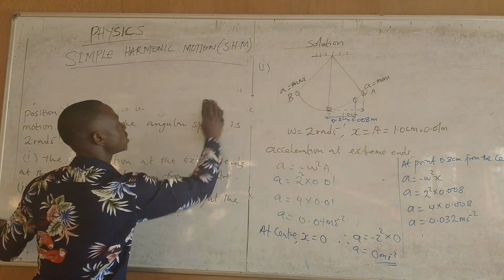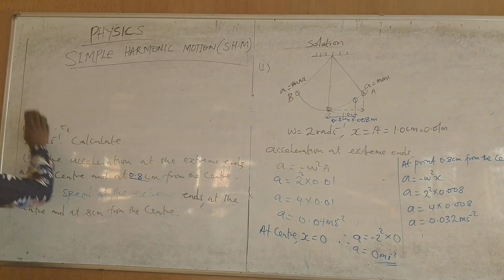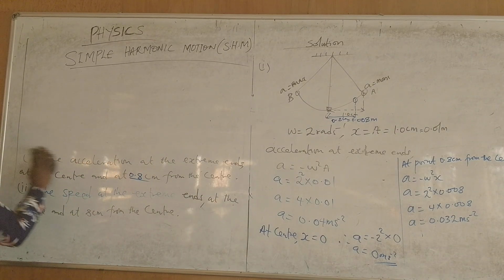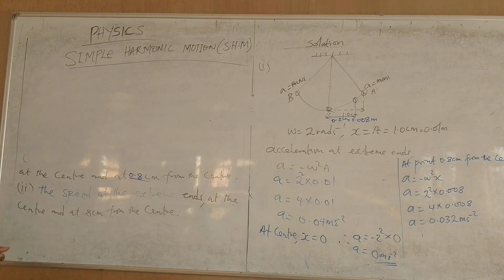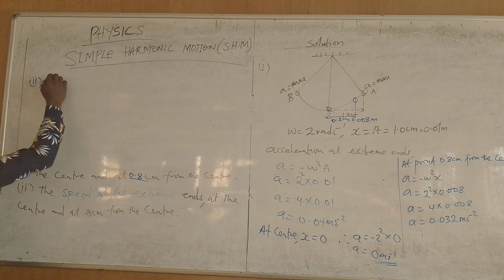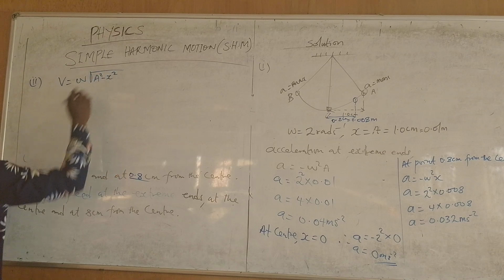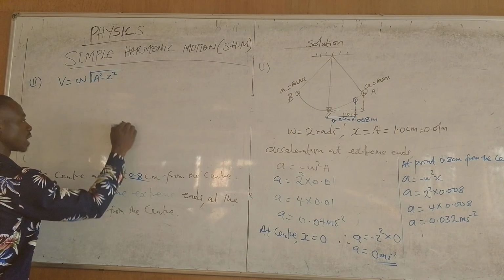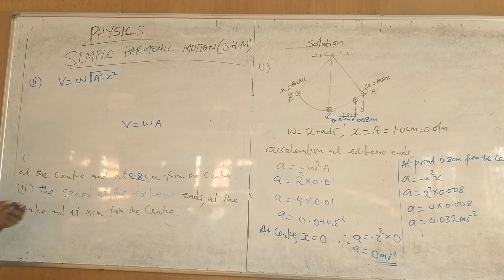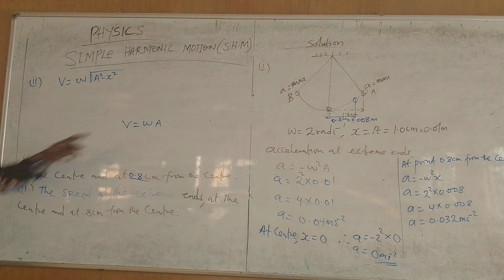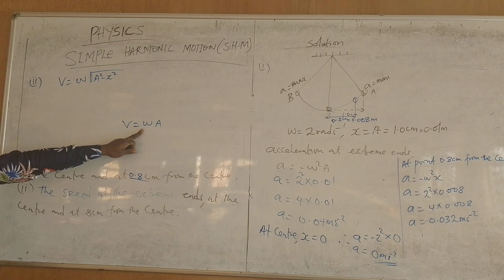How the speed fluctuates at every point along the path of the motion. The speed. That's number 2 now. The speed at the extreme ends. So this formula is always useful: v equals omega root a squared minus x squared. It's always useful. There are times that this formula cannot be useful: v equals omega A. This is only useful at the center. So yes, center and at the extreme ends.